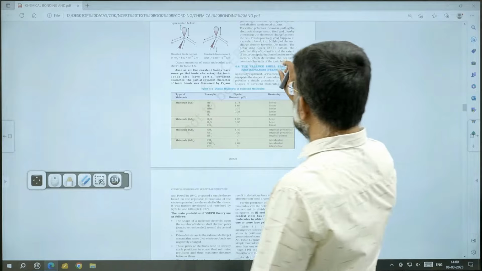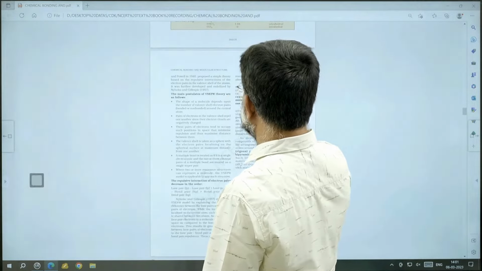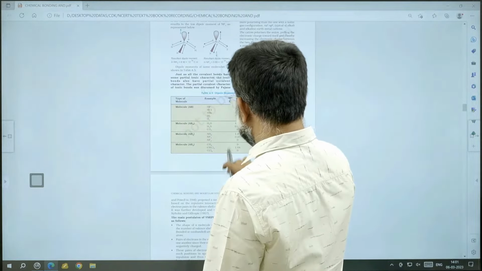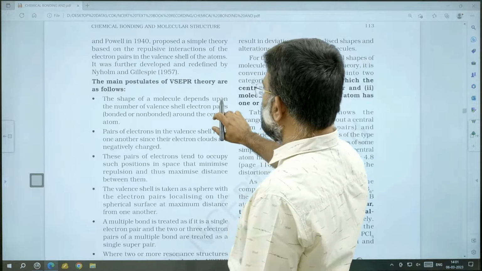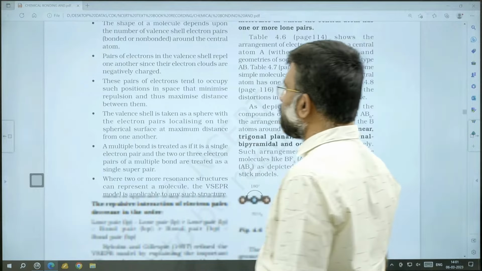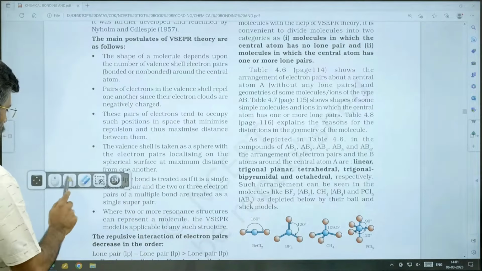First one, VSEPR theory, valence shell electron pair repulsion theory. Proposed by Sidgwick and Powell, and later on further modified by Nyholm and Gillespie. These are the postulates of VSEPR theory. Very important.